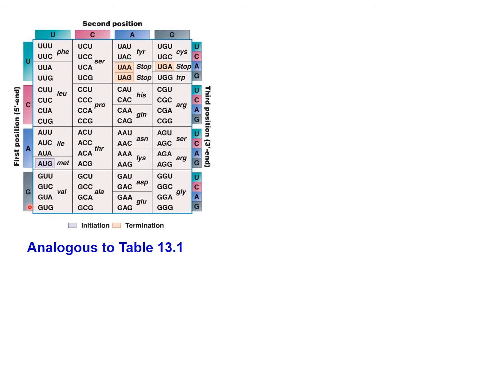This is the codon read from the 5' end to the 3' end. Remember, 5' is always on the left. And if you look at the outer part of this table, it tells you what nucleotides are in which position of the table. So this is the first position. The 5' end is indicated on the left here.